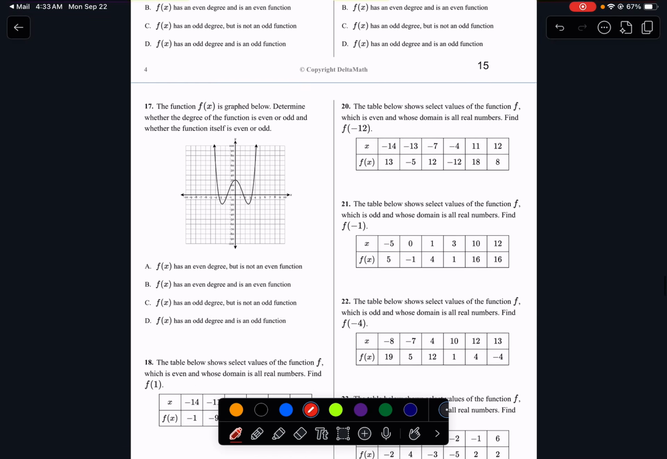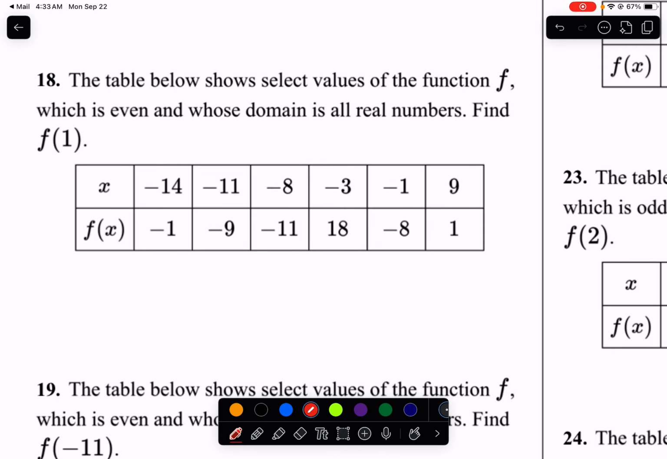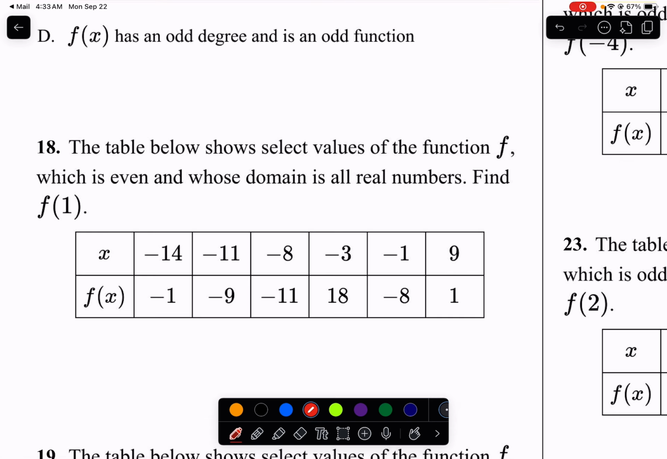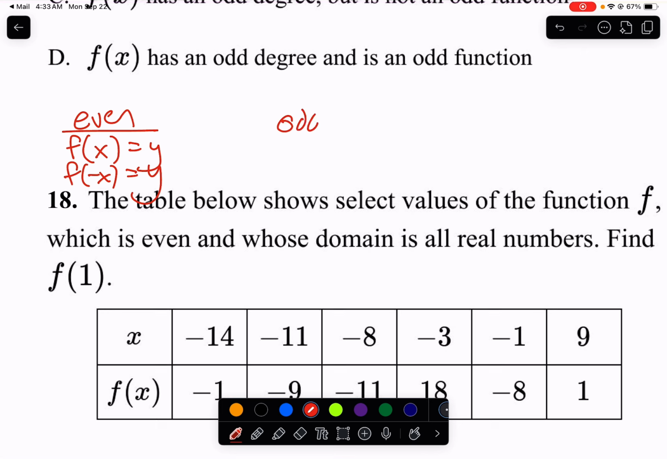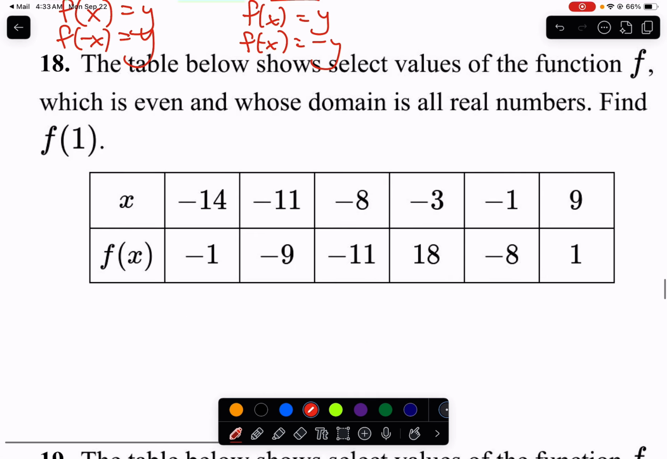All right, so these last ones here go back to the idea that if we have an even function, when we have an input and that input negated, it's going to give us the same output. When we have an odd function, if we have an input and that input negated, we get the output negated. We get the output flip-flop, basically.